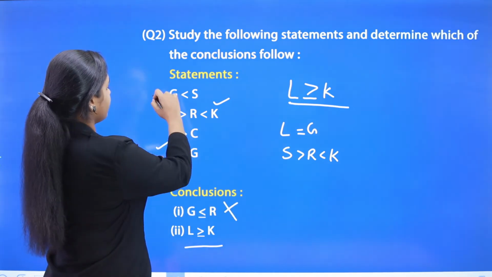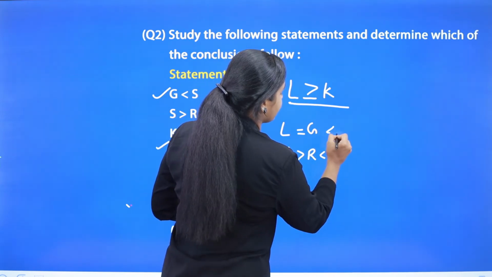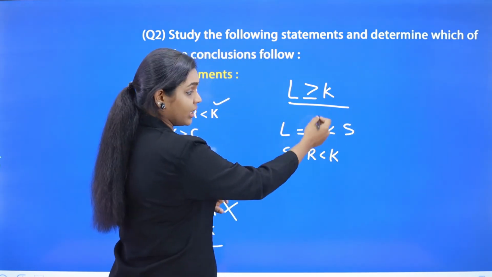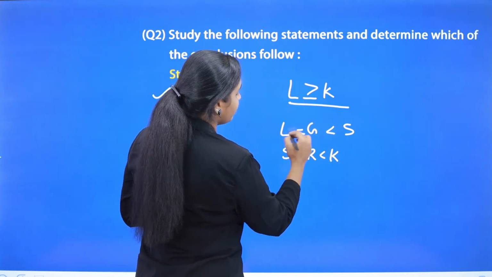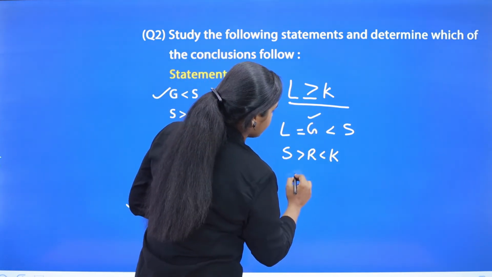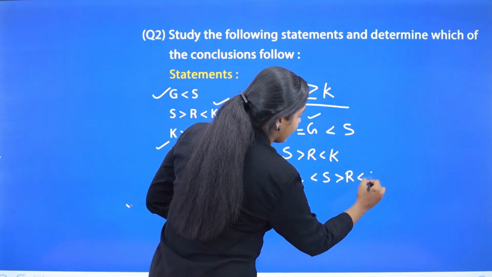So let's take this statement, G less than S. So L equal to G less than S, we can write like that, and now we can connect because S is common, so we can connect these two statements. So instead of G, let's write L over here. So L less than S greater than R less than K.